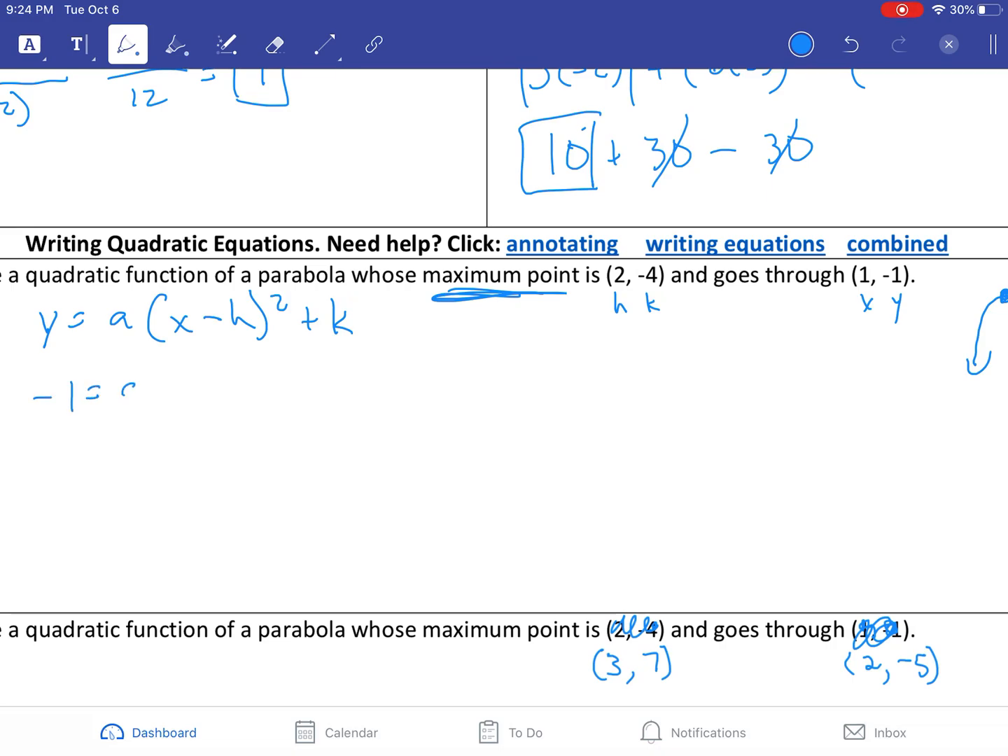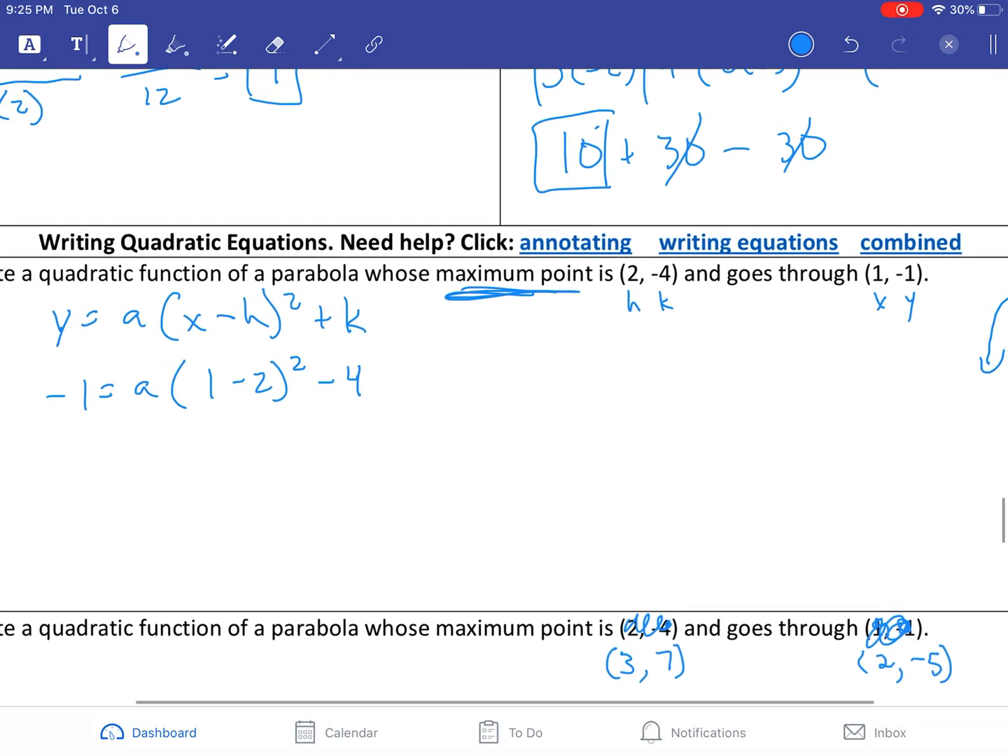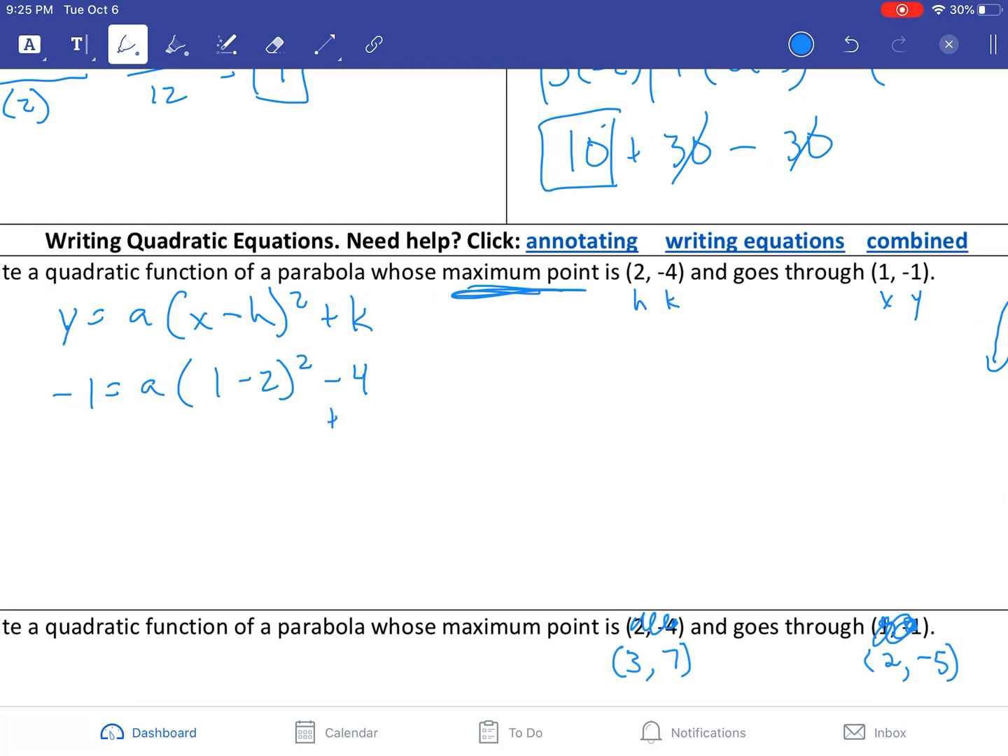y is negative 1, a, which we don't know yet, x is positive 1, minus 2, quantity squared, minus 4. Okay, now what we're going to do is solve this for a. I'm going to add 4 to both sides, which gives me 3 equals a. 1 minus 2 is negative 1. Negative 1 squared is positive 1. Divide by 1, a equals 3.